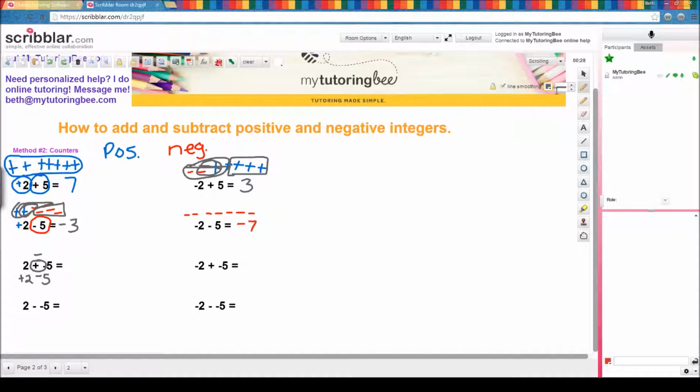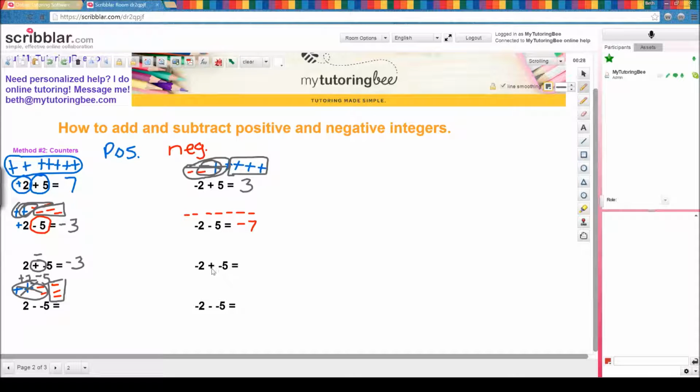Well, now this one looks just like the one that I did before. I've got 2 positives, and I'm going to combine it with 5 negatives. Change my color. These 2 positives are going to cancel out with 2 of these negatives, so I'm just going to circle those, cross them out. What am I left with? 3 negatives. So my answer is -3.